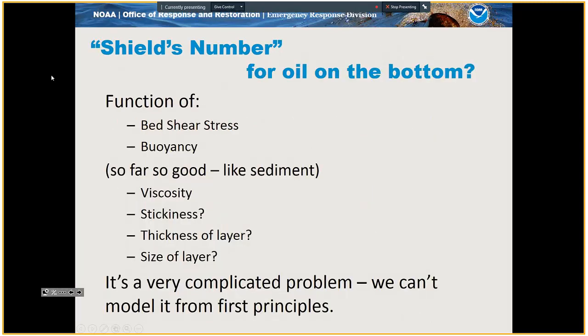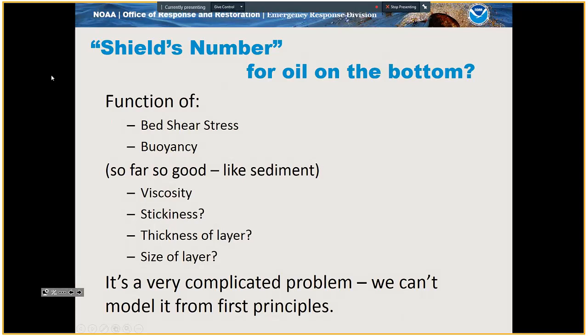So is there a Shields number for oil on the bottom? Well, it's a function of bed shear stress and buoyancy. We know the density of the particle. However, buoyancy is also a function of droplet size. So we're back to this question: what is the shape and size of this oil on the bottom? And really, a Shields number for oil is going to depend as well on viscosity, potentially even the stickiness of the oil, how thick the layer on the bottom is, how big the layer is. We have a big wide expanse for the turbulent environment we've been working on for a while. That might be something. So this is a really complicated problem, and we really can't model it from first principles.